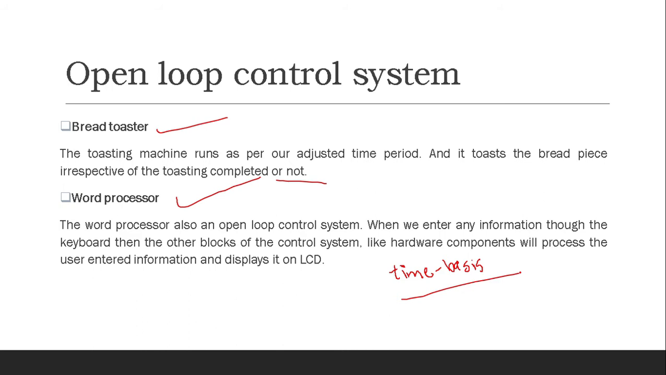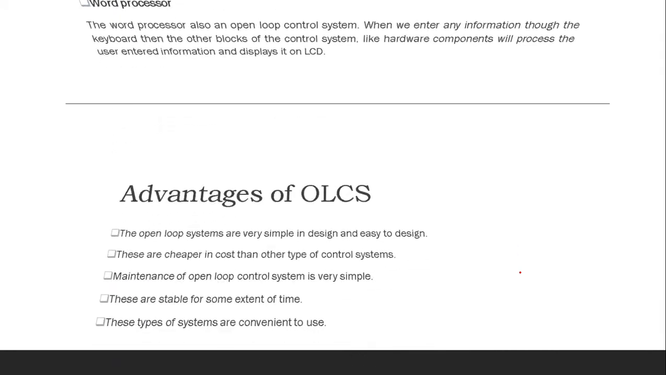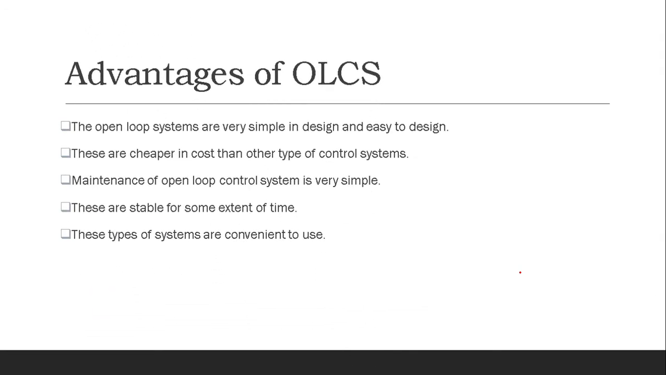Let us discuss the advantages of open loop control systems first, and then the disadvantages. The first advantage is very clear: open loop control systems are very simple and easy to design. As far as cost is concerned, open loop control systems are cheaper compared to the other type of control system, that is CLC, closed loop control system, CLCS.